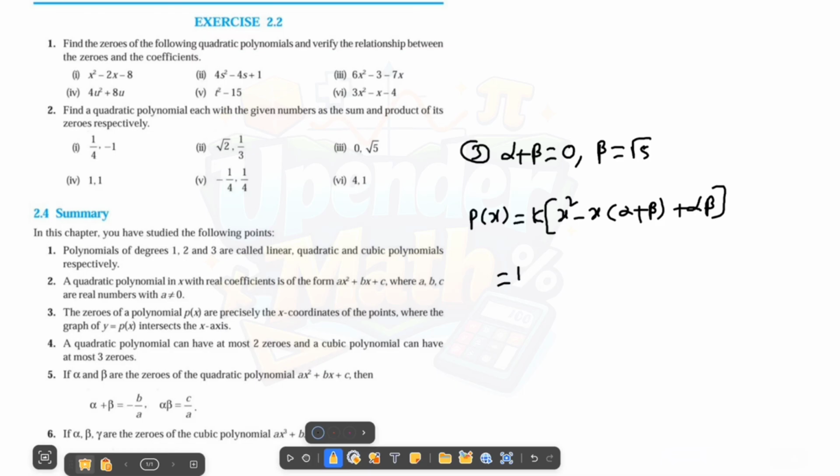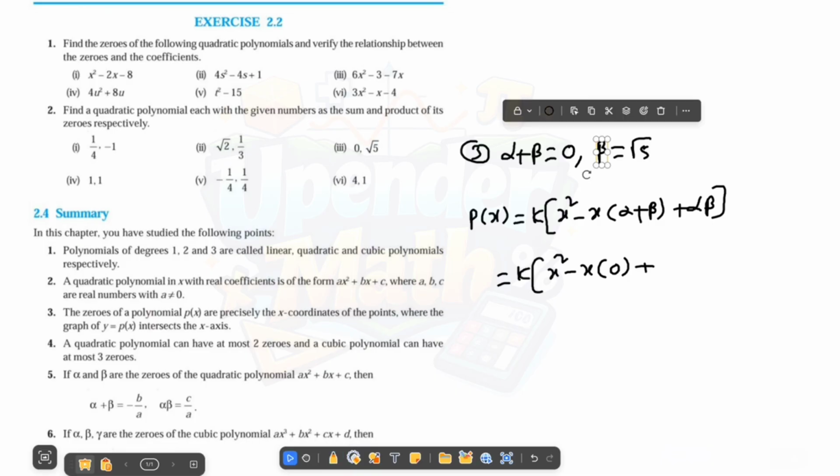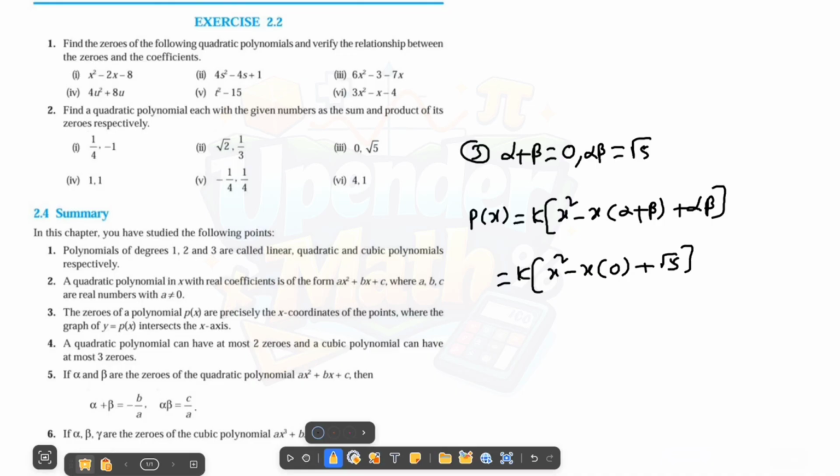Let's substitute the values. K of x square minus x of, what is alpha plus beta, is 0. So next, product of zeros alpha into beta is, yes, alpha into beta is root 5. So k of x square minus x into 0, 0. So total it will become 0. So we will have plus root 5.